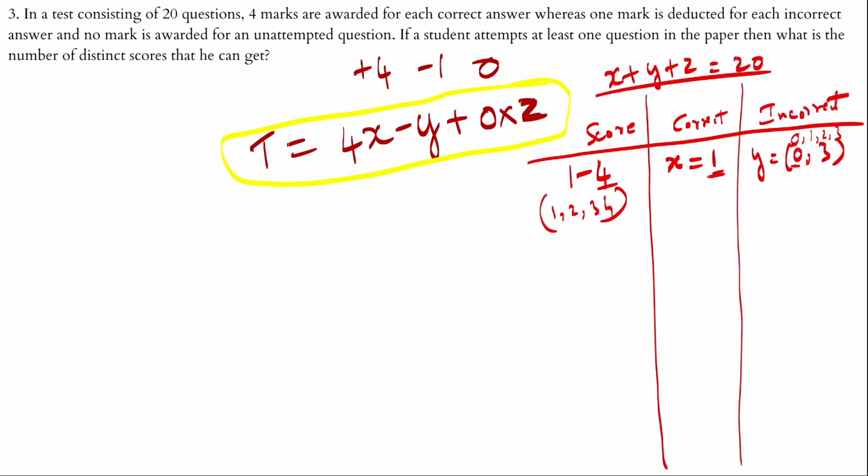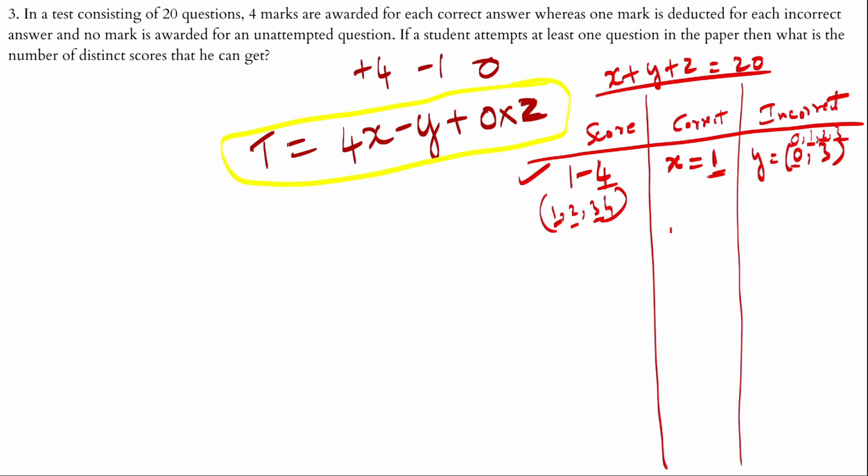If 1 is correct and 1 is wrong, then the score will be 4 minus 1, which is 3. If 1 is correct and 2 questions are incorrect, then he will score 2. If 1 is correct and the remaining 3 are incorrect, then he will score 1. So if we understand this step, then we can solve each and every step. No need to worry about this. So 1 to 4 is the range of scores.